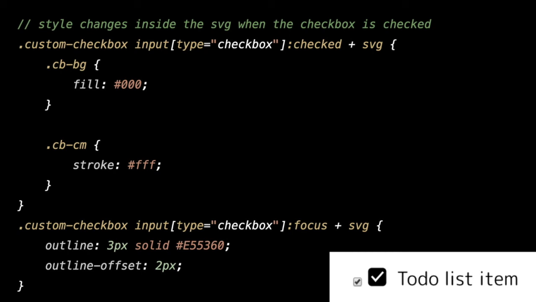We're using the CSS sibling selector to apply the focus styles to the SVG when the checkbox is focused. Now, finally, we need to hide the native checkbox. And this is the most important part. Which hiding technique would you choose for hiding the checkbox?